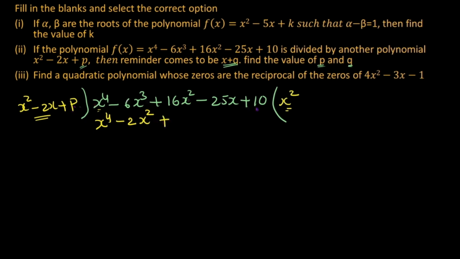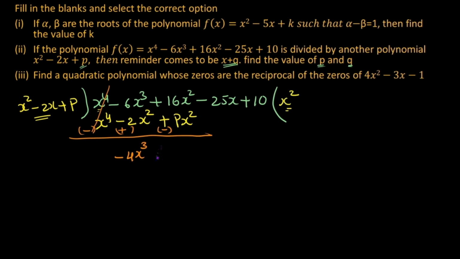Plus p into x square is px square. Okay? If you subtract these two, then we'll change the direction, right? Minus sign, plus sign, and minus sign, right? So, the first terms will get cancelled here. So, these two will get cancelled here. Then if we do it here, this will become minus 4x cube.